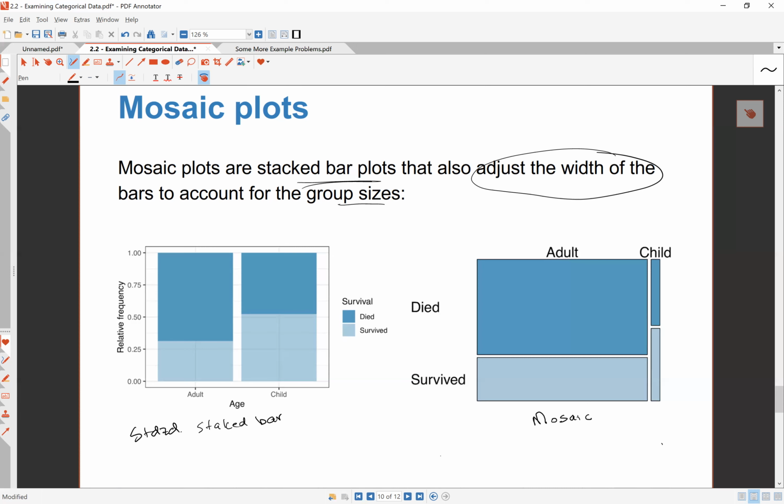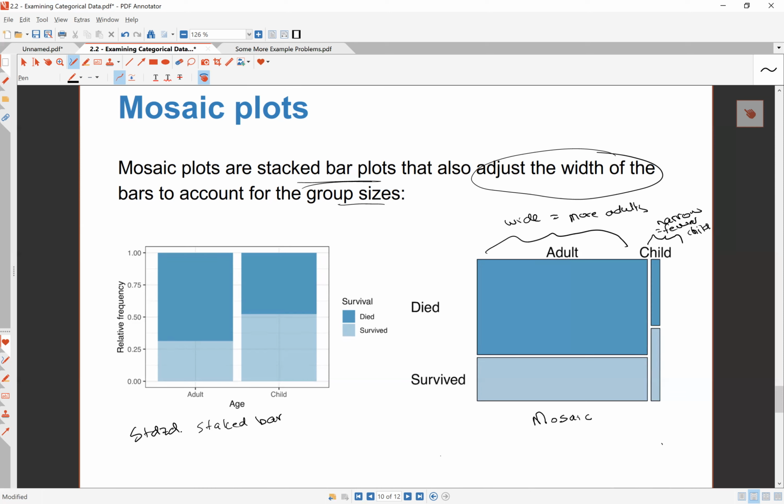If we go to the plot on the right, it still maintains that same splitting, right? It still shows, if we look at the adult bar, we have about 25% who survived, about 75% who died. But the adult bar is now very wide and the child bar is very narrow. And that's to convey information of, proportionally, there were way more adults on the Titanic than there were children. So a wide bar here means more adults. A narrow bar means fewer children.